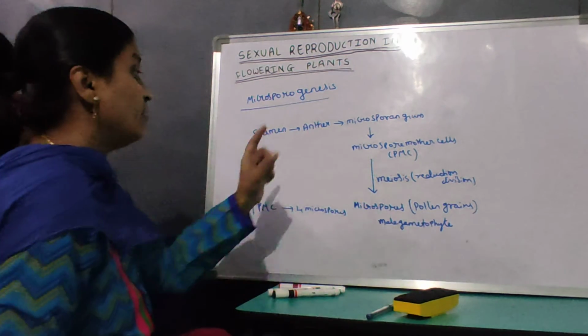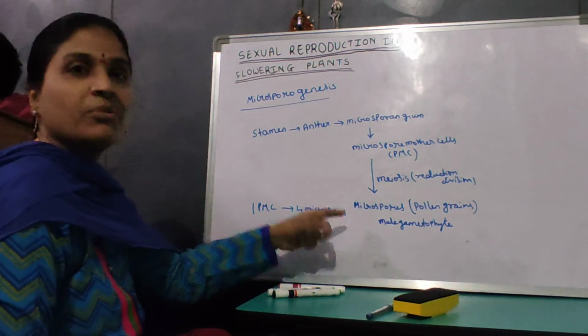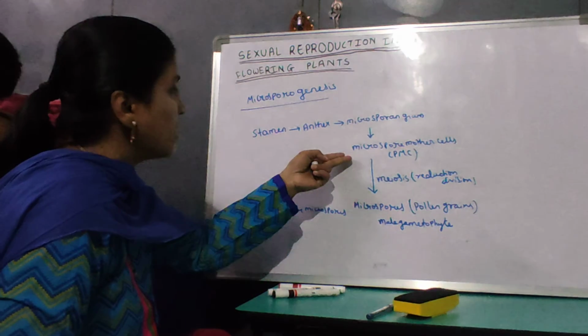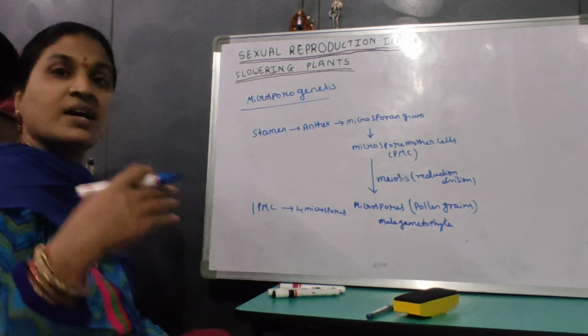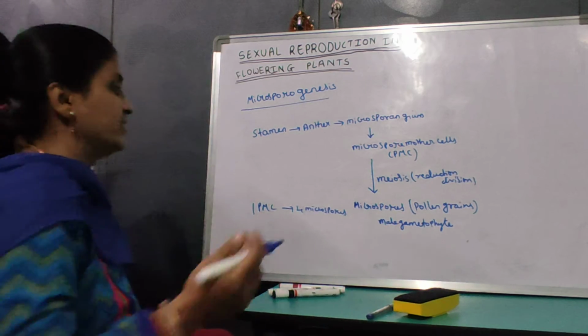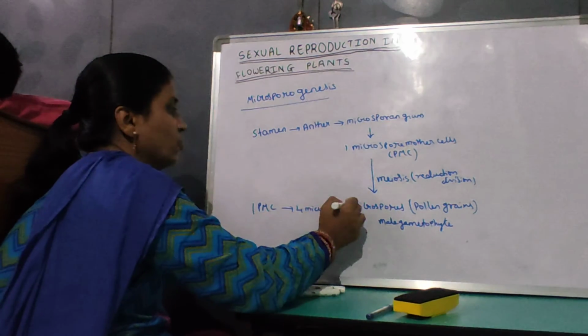Okay, why from 1, 4 are formed? Because these microspore mother cells are undergoing meiosis. When the cells are undergoing meiosis, from 1 cell 4 will be formed, haploid cells. So here from 1, 4 will be formed.